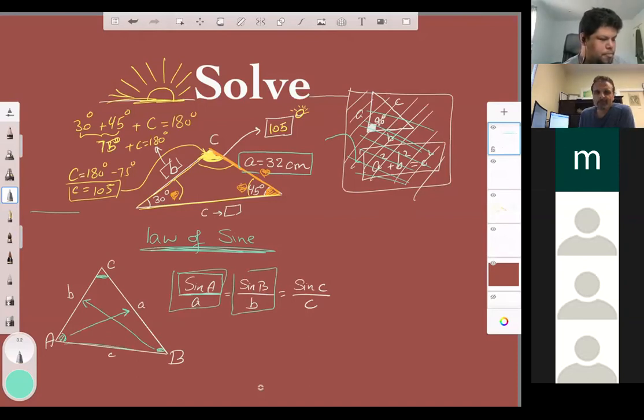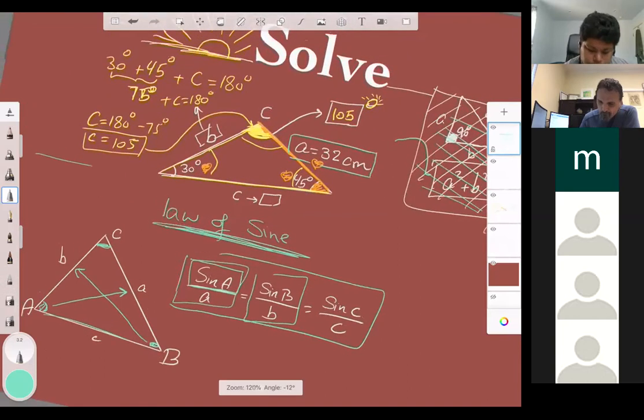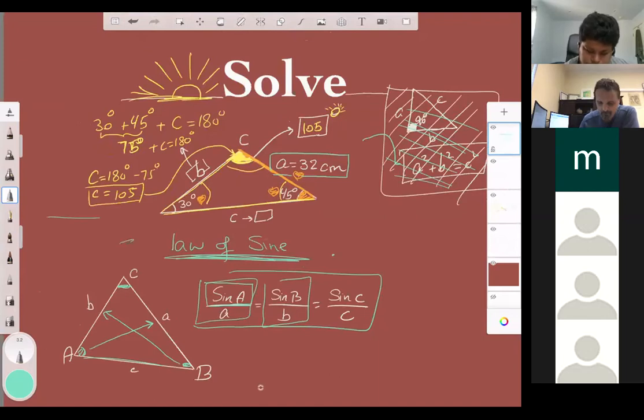There is a very easy proof for this, but we're going to see if we can apply this formula to solve that triangle. Back to this triangle.